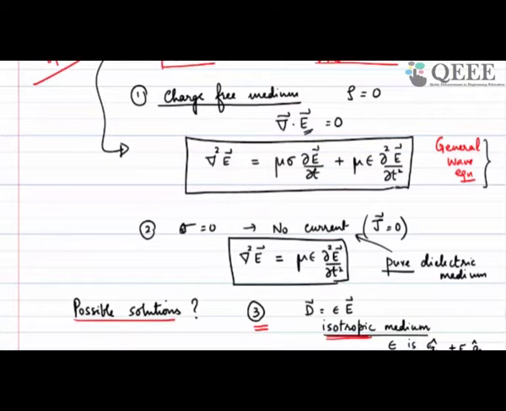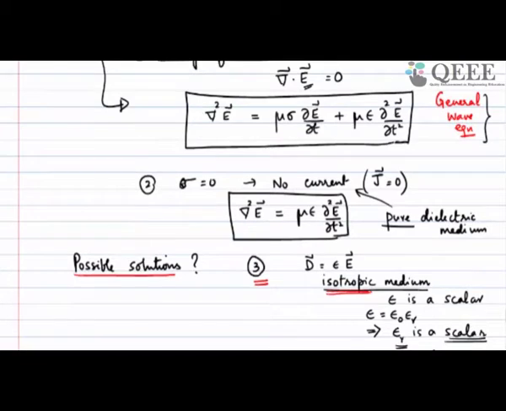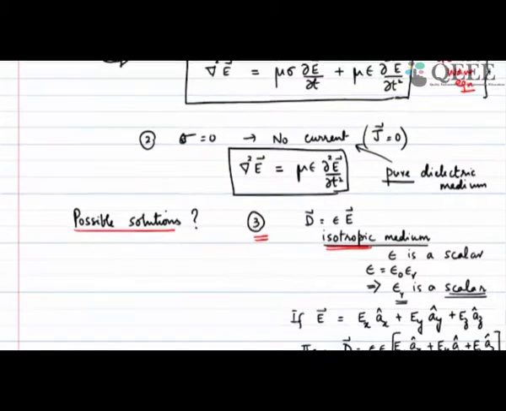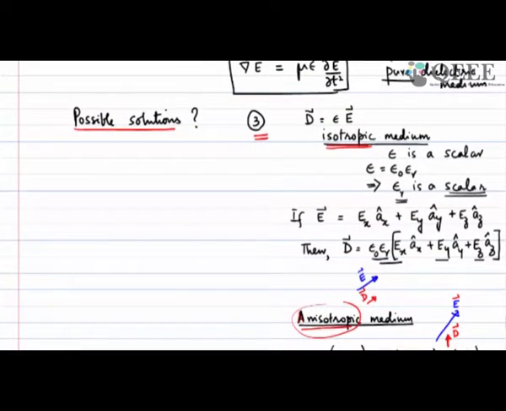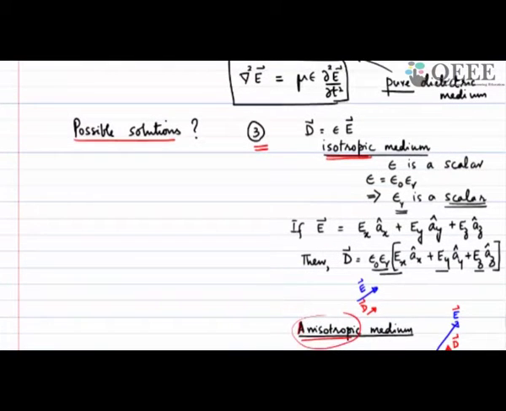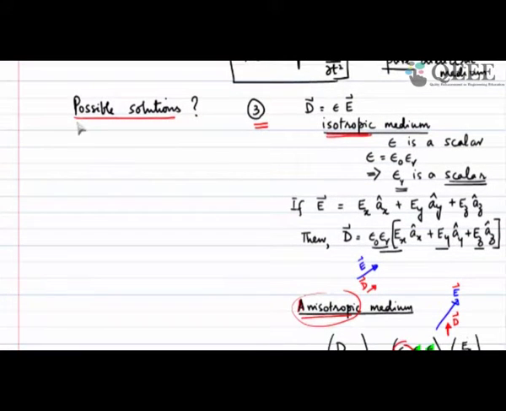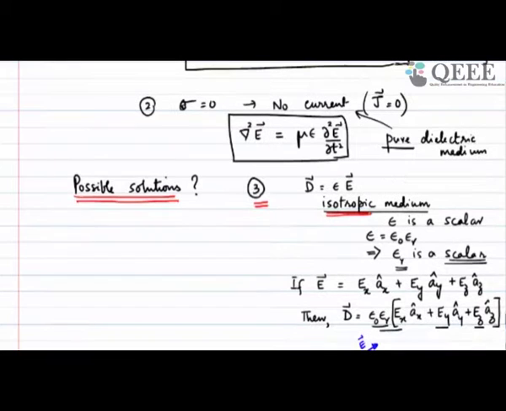First assumption, we said it is a charge free medium. Second assumption, we are saying there is no current. Third assumption, we are making is that it is an isotropic medium. Under these conditions, we are asking ourselves the question, what are the possible solutions of the wave equation?